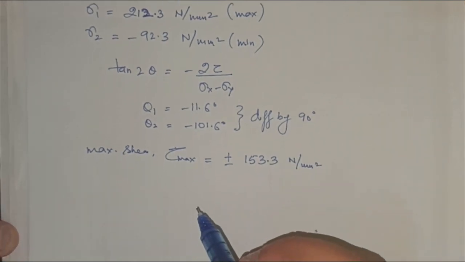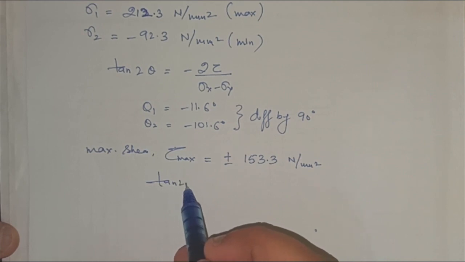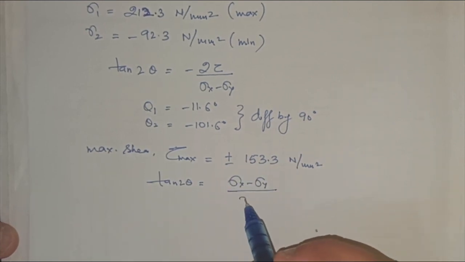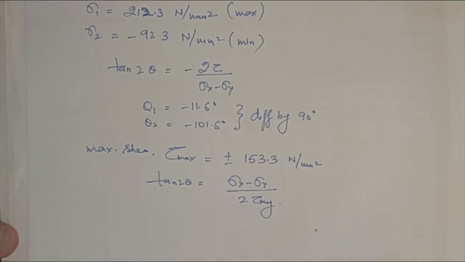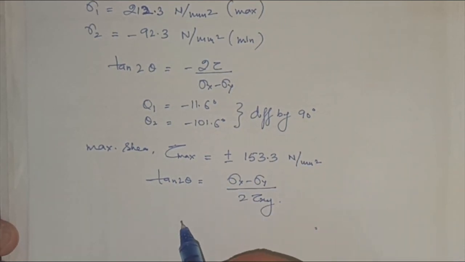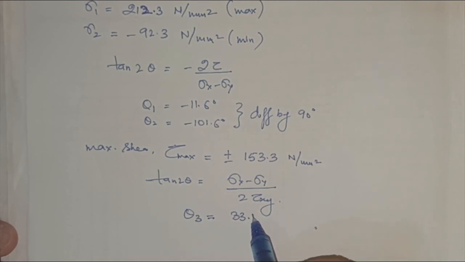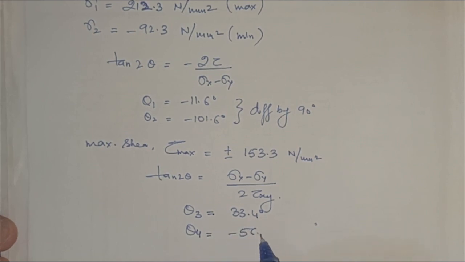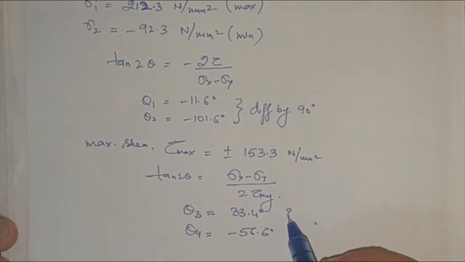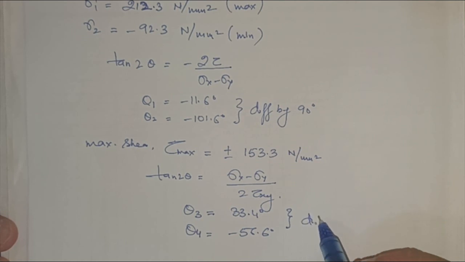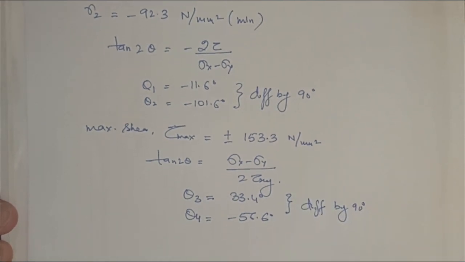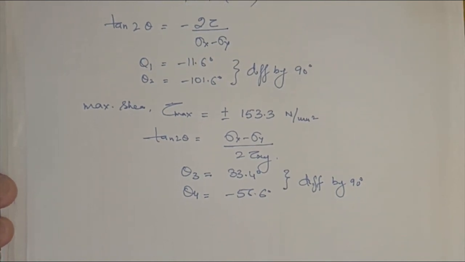What will be the orientation? Tan 2 theta is sigma x minus sigma y by 2 tau xy. And from this you will be getting the orientations theta 3 as 33.4 degrees and theta 4 as minus 56.6 degrees. Again they differ by 90 degrees.